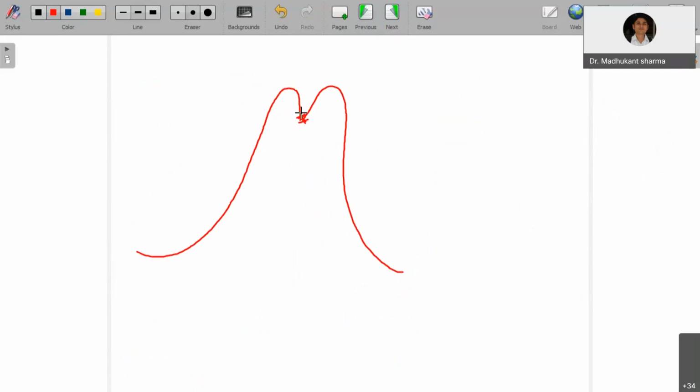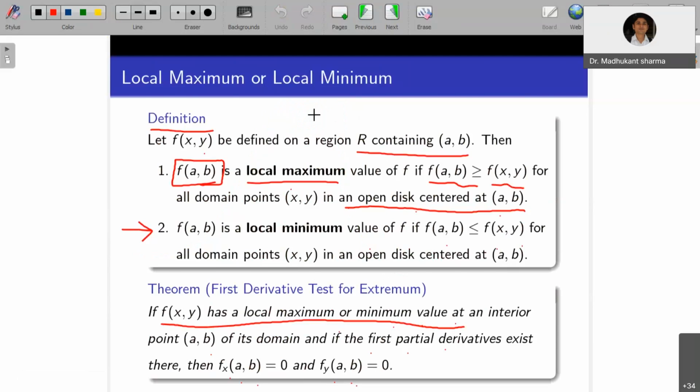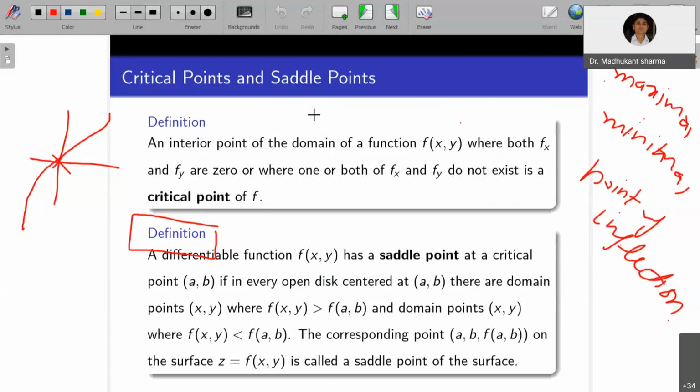This is a point where, in any open disk or any open ball, you will have both kinds of points. Let me give you the definition, then I will come back. Here it is very clear: you will have the horizontal tangent plane where you can decide local maxima, but here you can't. So here is the definition.